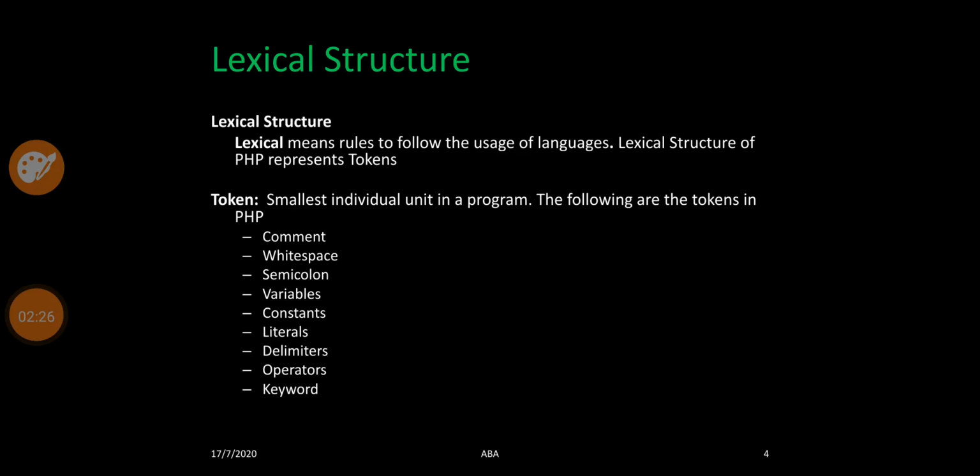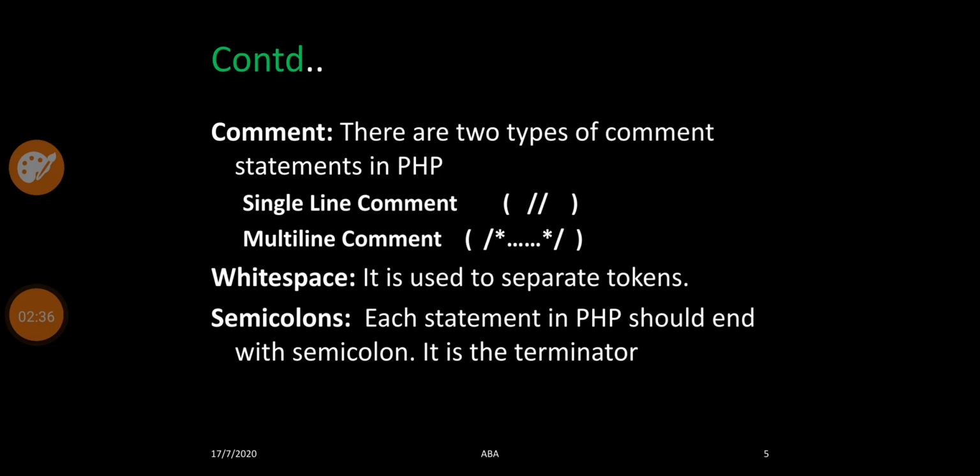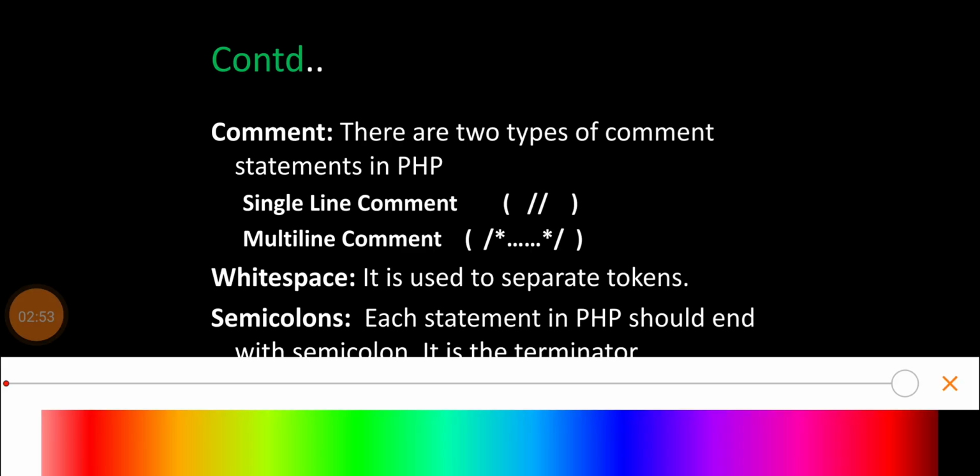These are the tokens present in PHP: comment, white space, semicolon, variables, constants, literals, delimiters, operators, keywords. We will discuss these. What is a comment? A comment will not be executed. It is for the user's understanding. It is similar to C++ single-line and multi-line comments: double slash, and slash star, star slash.